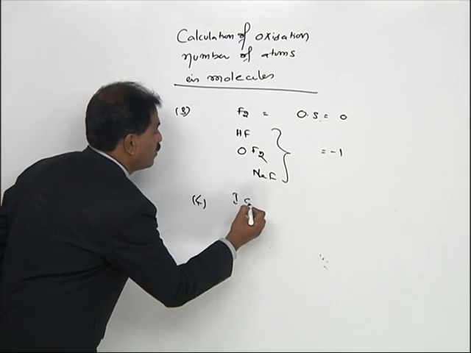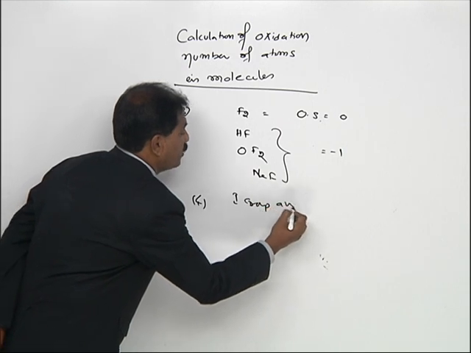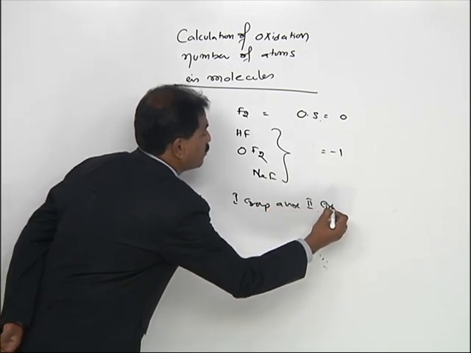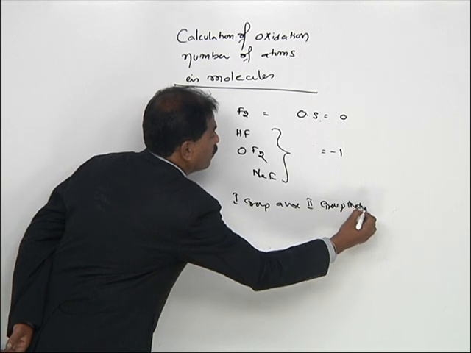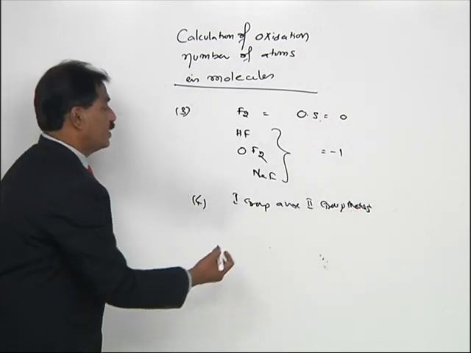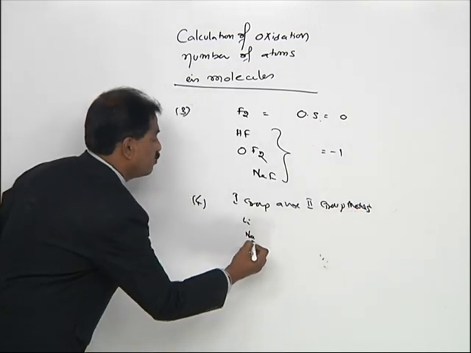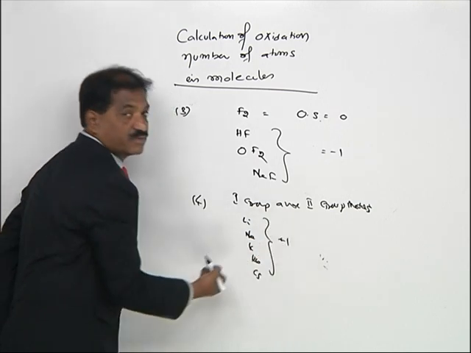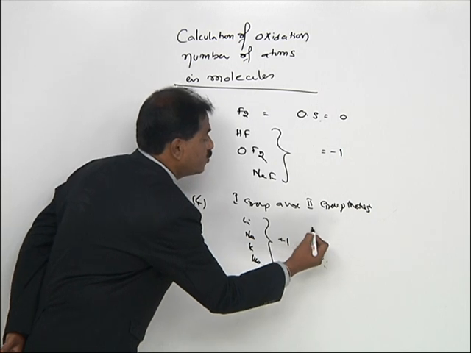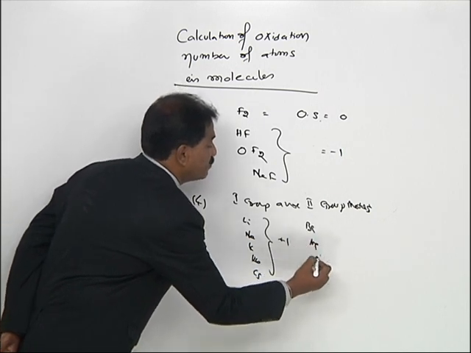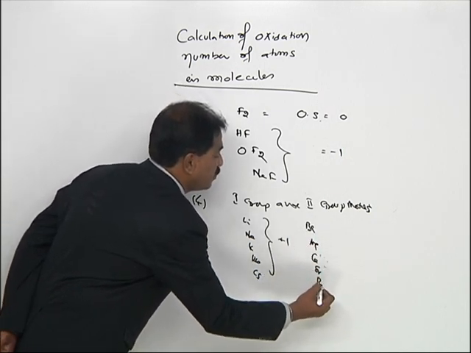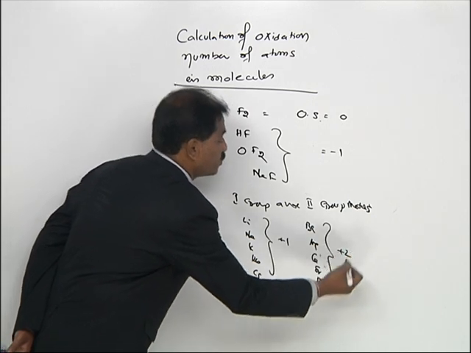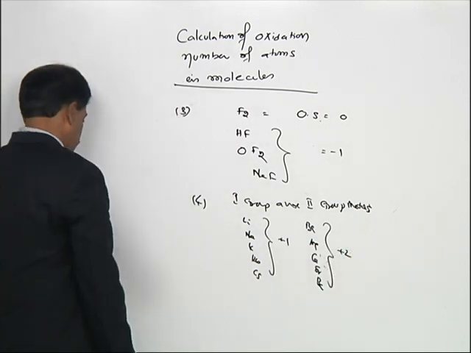Next, the oxidation state of the first group metals and second group metals. For first group metals like lithium, sodium, potassium, rubidium, cesium, we will assign the value +1. Next, for second group metals like beryllium, magnesium, calcium, strontium, barium, we will assign the value +2.